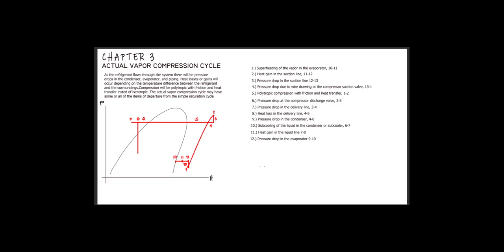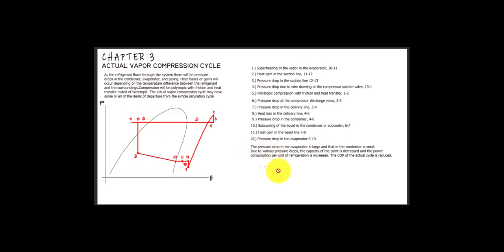Then we have number 12, the pressure drop in the evaporator, 9 to 10. So we can now close the cycle. The pressure drop in the evaporator is large. You will notice here the evaporator side and here the condenser side. The pressure drop in the evaporator is large, while that in the condenser is small. So you will notice also the difference.